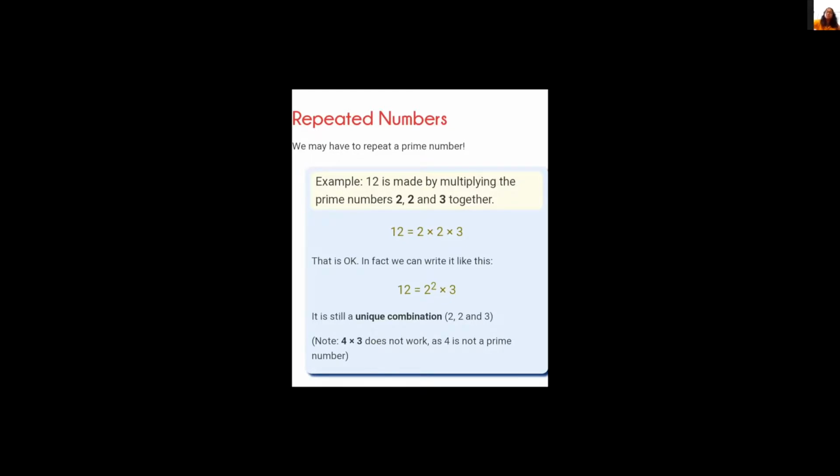But you can't put a composite number in it. So for 12, you can't put it as 4 into 3. That's not possible because 4 is not prime. So the unique combination is 2, 2, 3. 2 into 2 into 3. That is the unique combination for the number 12.